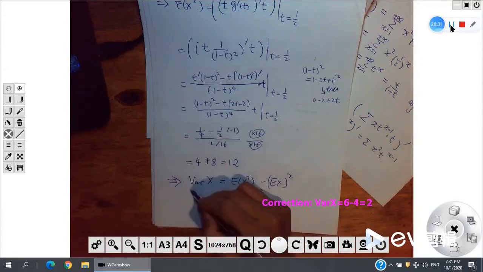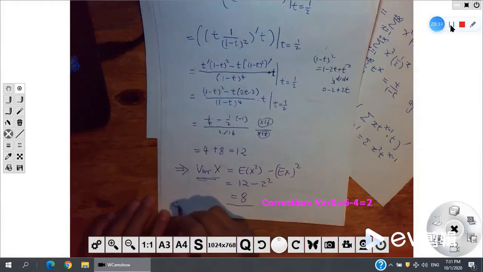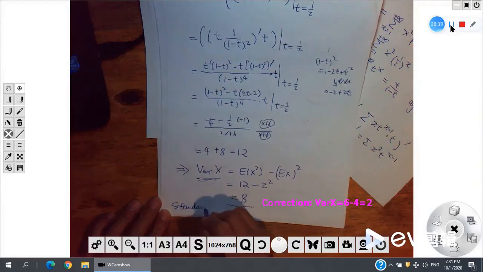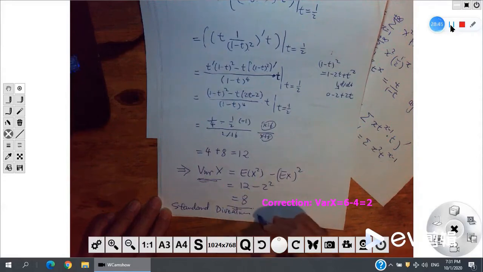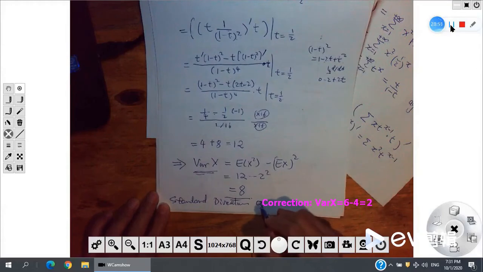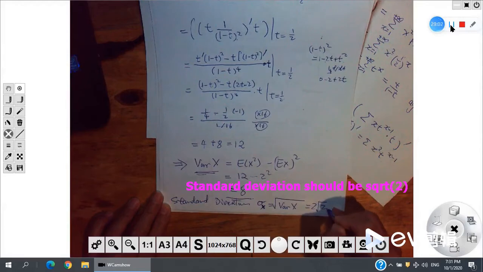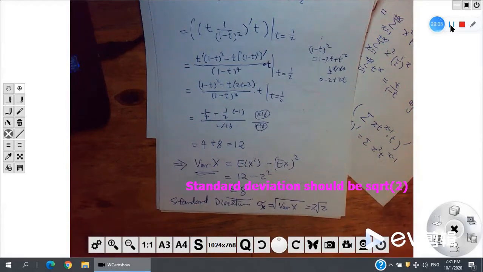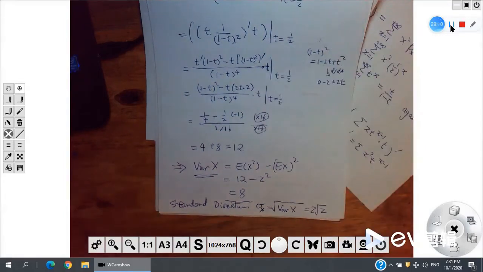Actually, for variance, we have another quantity: the standard deviation, denoted as sigma of X, where X is the random variable. Sigma of capital X equals the square root of the variance of X. So this is the square root of 8, which is 2 times the square root of 2. Okay, so we finish the calculation for this example. Now let's consider another example.